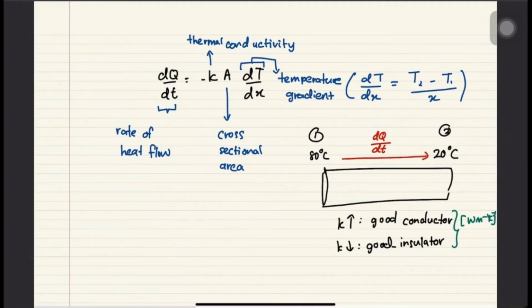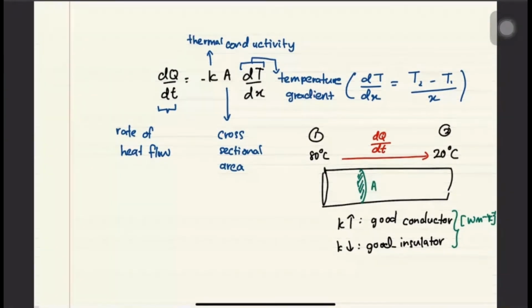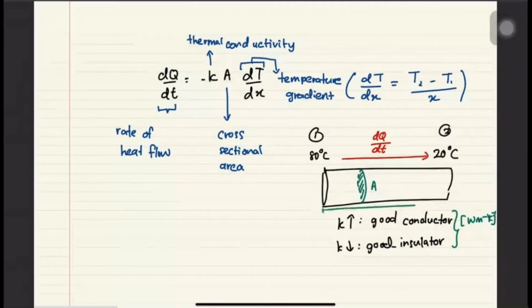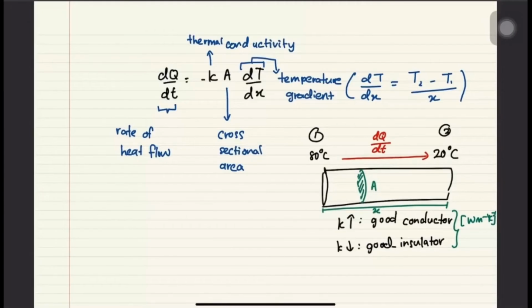Okay, and then A is the cross-sectional area. So this is the area. In this case, kalau dia circle, you have to use pi r squared lah. Okay, and then x is the length of the object. So kamu ada dua temperature ni kan, position dia kat mana. So berapa jarak antara dua temperature tu, itu dia punya x. And then the last one is the temperature.